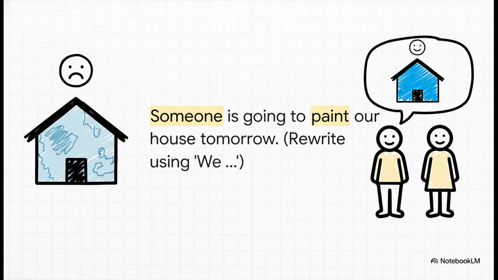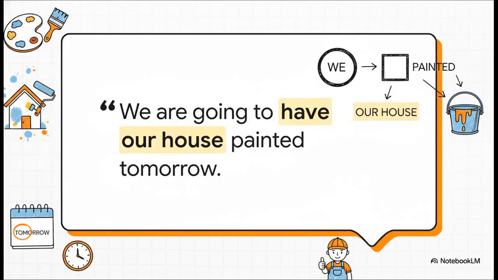Just think back to that formula. Subject, have, object, past participle. What do you think? Yes, exactly. We are going to have our house painted tomorrow. See how that works? We followed the formula perfectly. Awesome job. Let's try another one.